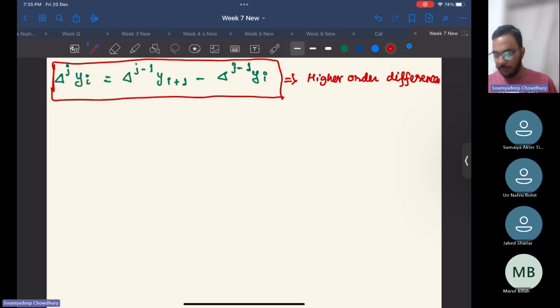One more concept we use here just for ease of calculation. Up to this, is it clear? Any doubts? Any doubts, Maruf, Javed? No, sir.